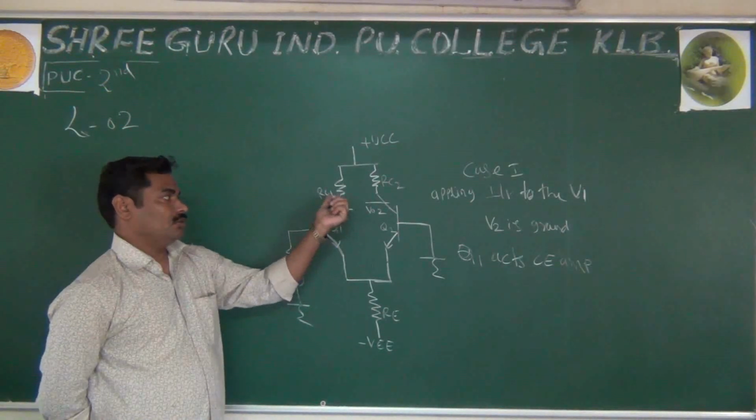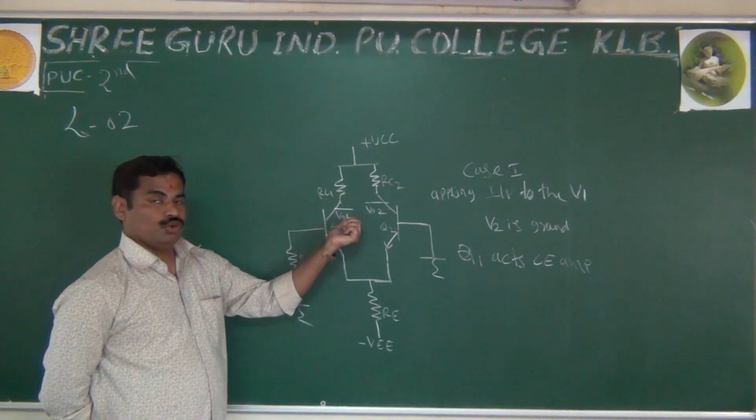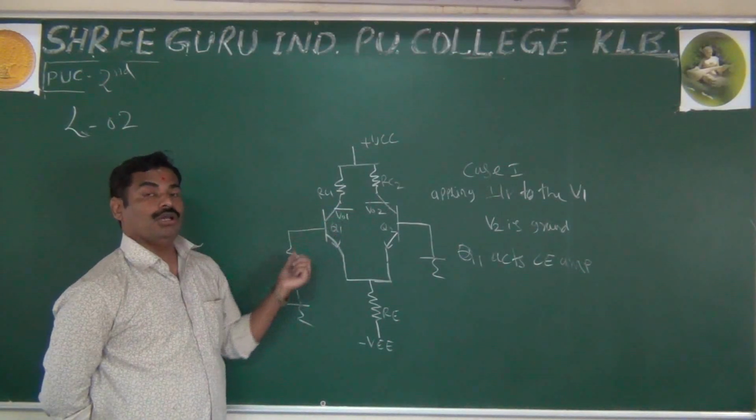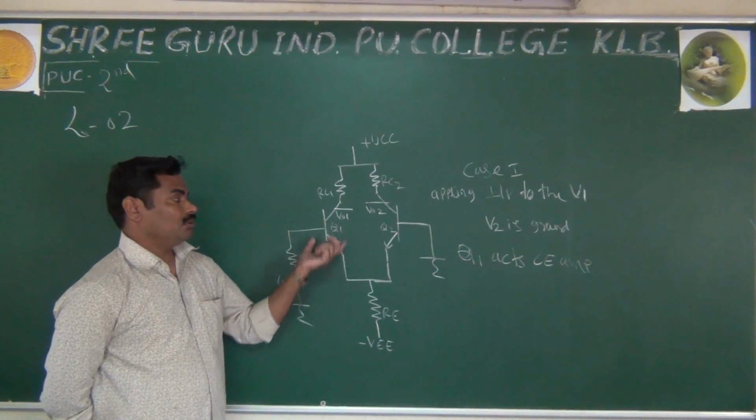In the collector 1, you are measuring the output. That output is 180 degrees out of phase with the input signal. This is about the Q1.